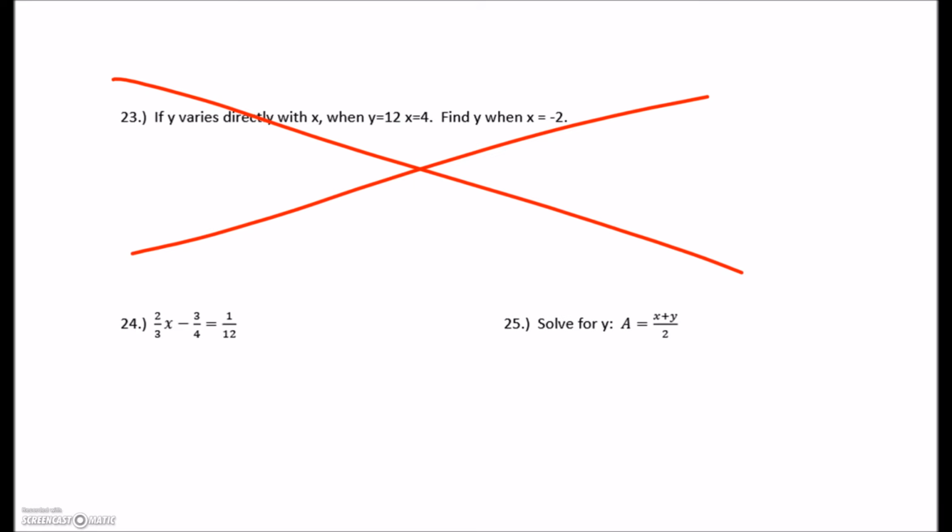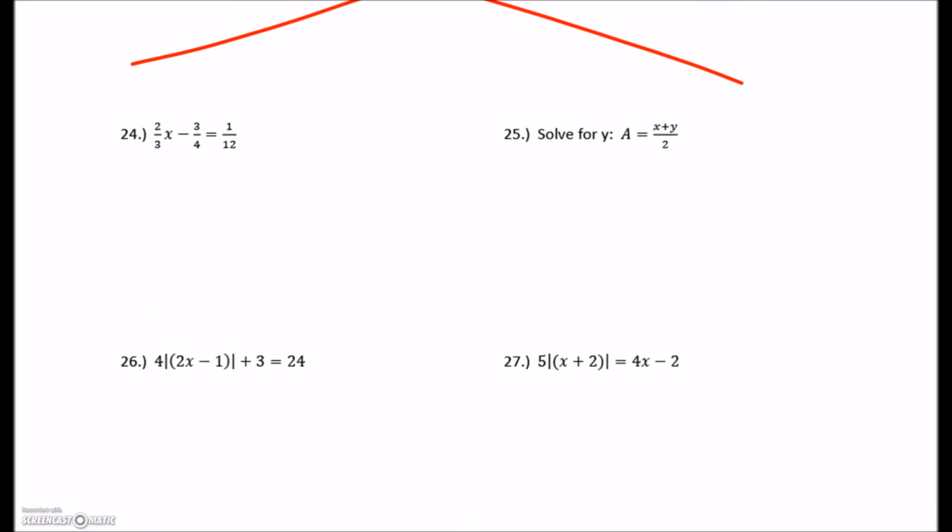Number 23, I told you to skip. We're not going to do one like that. Number 24, we want to solve for x. And anytime I have fractions like this, I want to get rid of the fractions by multiplying through by the common denominator. All right, so since these all have a common denominator of 12, I'm going to multiply each side by 12.